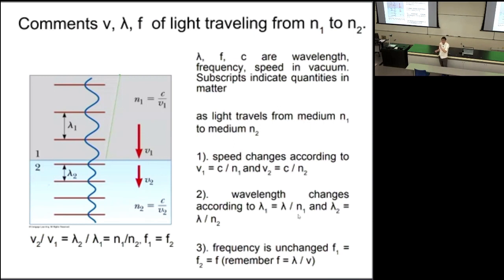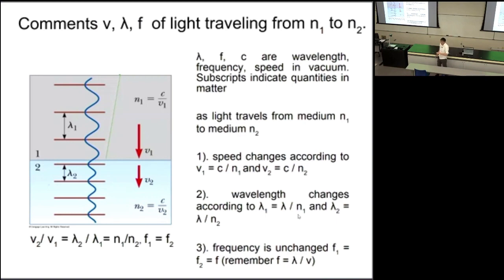In air, it travels just a fraction slower, like a part in a thousand, because the refractive index of air is only about a part in a thousand bigger than one. In water, it travels about a third slower, because the refractive index of water was about 1.33. And in diamond, it travels almost 3 times slower, because the refractive index of diamond is nearly 3. So light travels slower in materials. That's an important point. It travels slower by a factor determined by the refractive index. In some materials just a fraction slower, in some materials a lot slower.